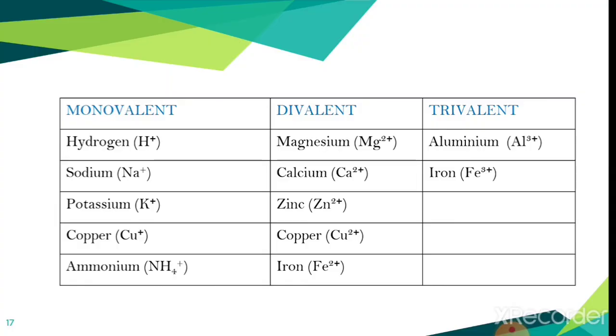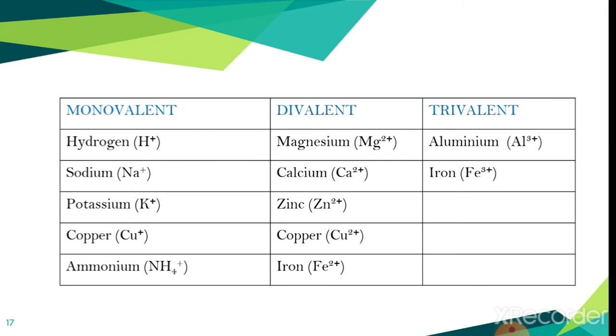In the case of hydrogen, H plus, one electron is deficient. In the case of Mg2 plus, 2 electrons are deficient. And in the case of aluminum 3 plus, 3 electrons are deficient. That means hydrogen requires 1 electron to complete the octet, and magnesium requires 2 electrons to complete their octet, and aluminum requires 3 electrons to complete their octet.